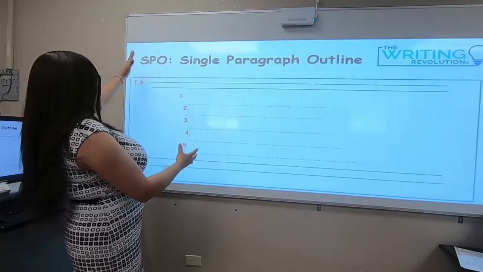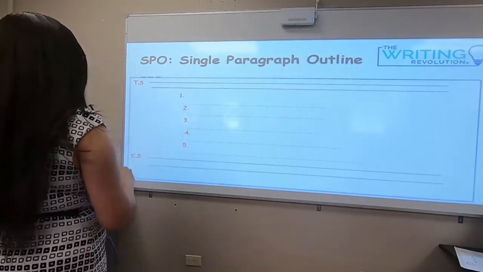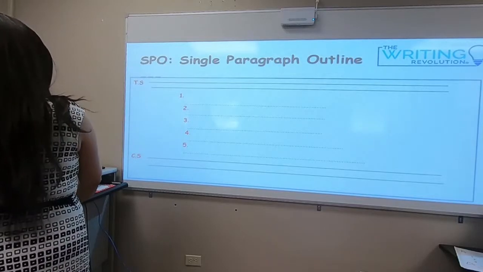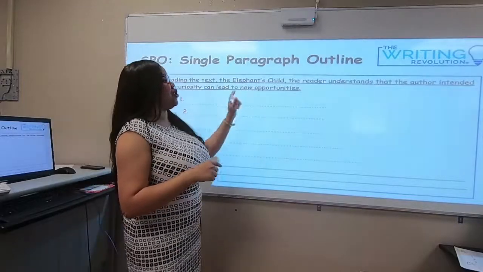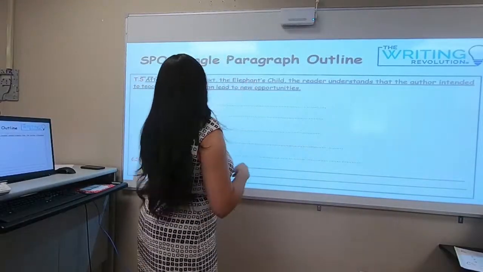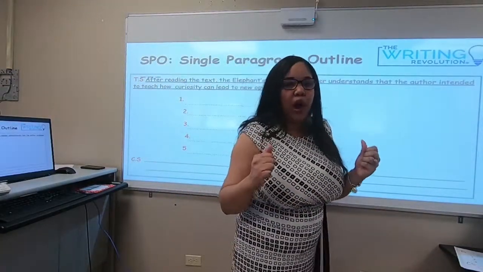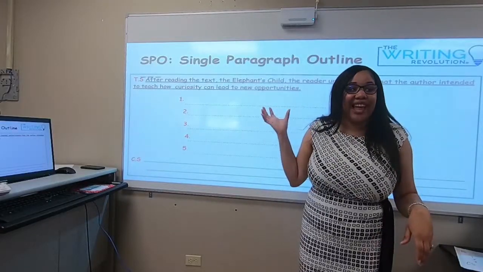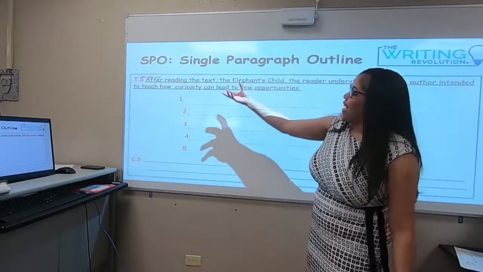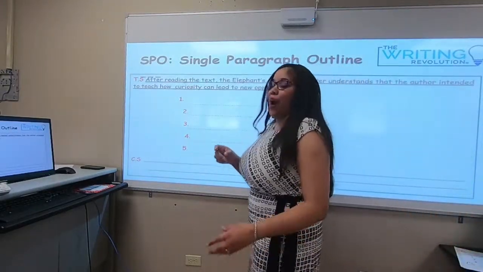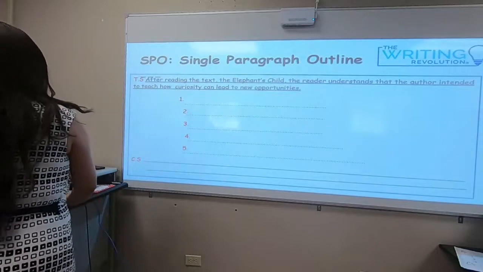All right, SPO, you have your thesis and topic sentence up here at the top and your details. Let's start off with your topic sentence. After reading the text, comma, The Elephant's Child, the reader understands that the author intended to teach how curiosity can lead to new opportunities. A very strong sentence, which can be compiled together if you use the who, what, when, where, how strategy. Okay? So that's a very strong sentence there. And we restated the question in our thesis. Let's look at some details.